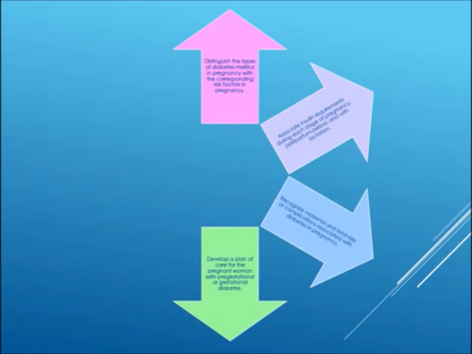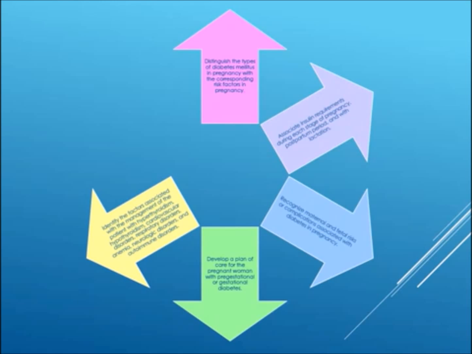The objectives of this unit will include: distinguish the types of diabetes mellitus in pregnancy with the corresponding risk factors; associate the insulin requirements during each stage of pregnancy, postpartum period, and with lactation; recognize maternal and fetal risks or complications associated with diabetes in pregnancy; develop a plan of care for the pregnant woman with pregestational or gestational diabetes; identify the risk factors associated with the management of the patient with hyperthyroidism, hypothyroidism, cardiovascular disorders, respiratory disorders, anemia, neurologic disorders, and autoimmune disorders.